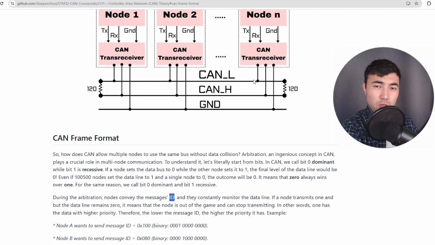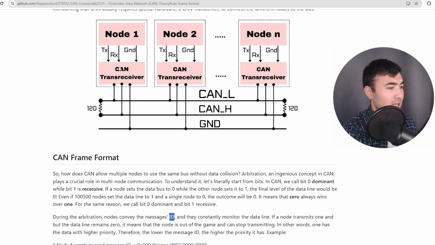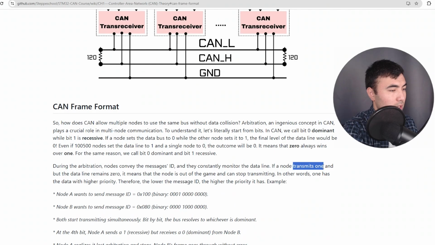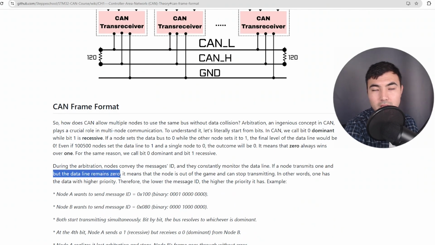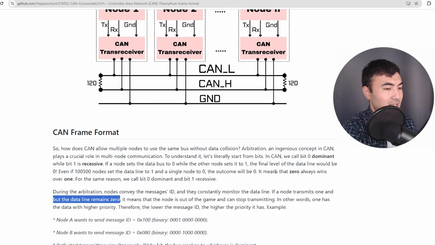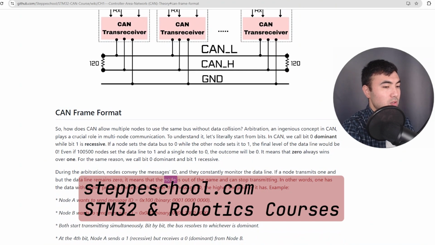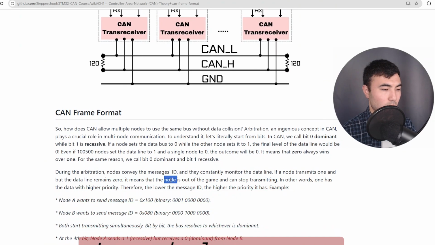But at the same time, when they transfer data, they monitor the state of the line. There's an RX line, so a node can constantly read the state of the data line. And if a node transmits 1, but the data line remains 0, what does it mean? It means that there's another node which is sending a dominant 0 bit. So the node which was sending the value 1 is out of the game and can stop transmitting, because it understands that there is another node which has a message with higher priority.